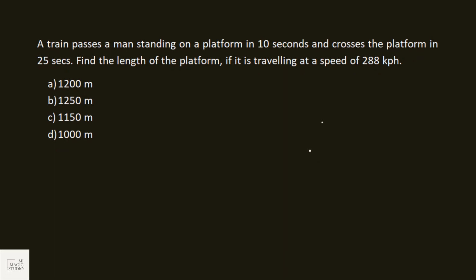Okay, a classical question from TSD. Speed is equal to distance by time. A train passes a man standing on a platform in 10 seconds. To do this, speed of the train equals length of the train divided by time taken, and crosses a platform in 25 seconds.